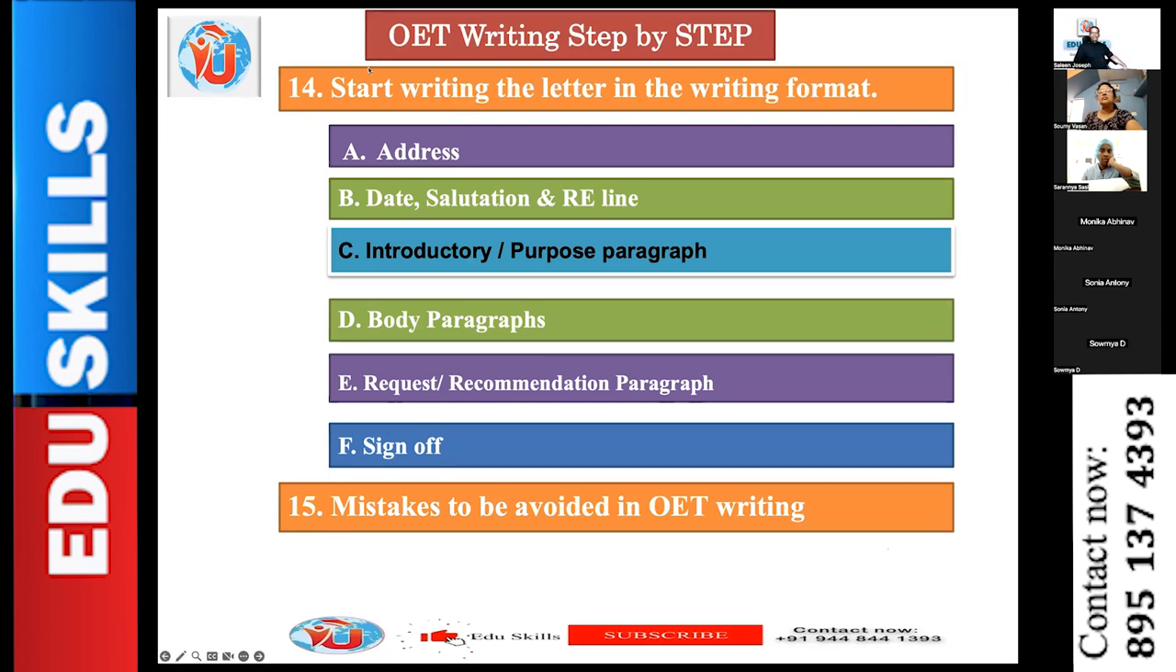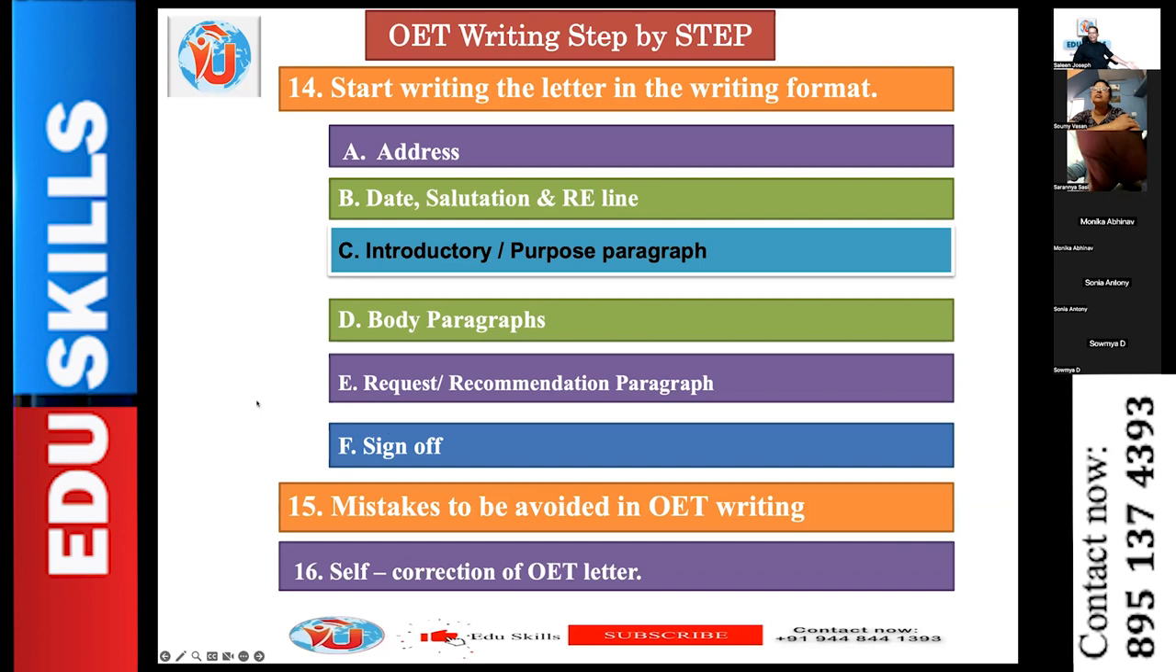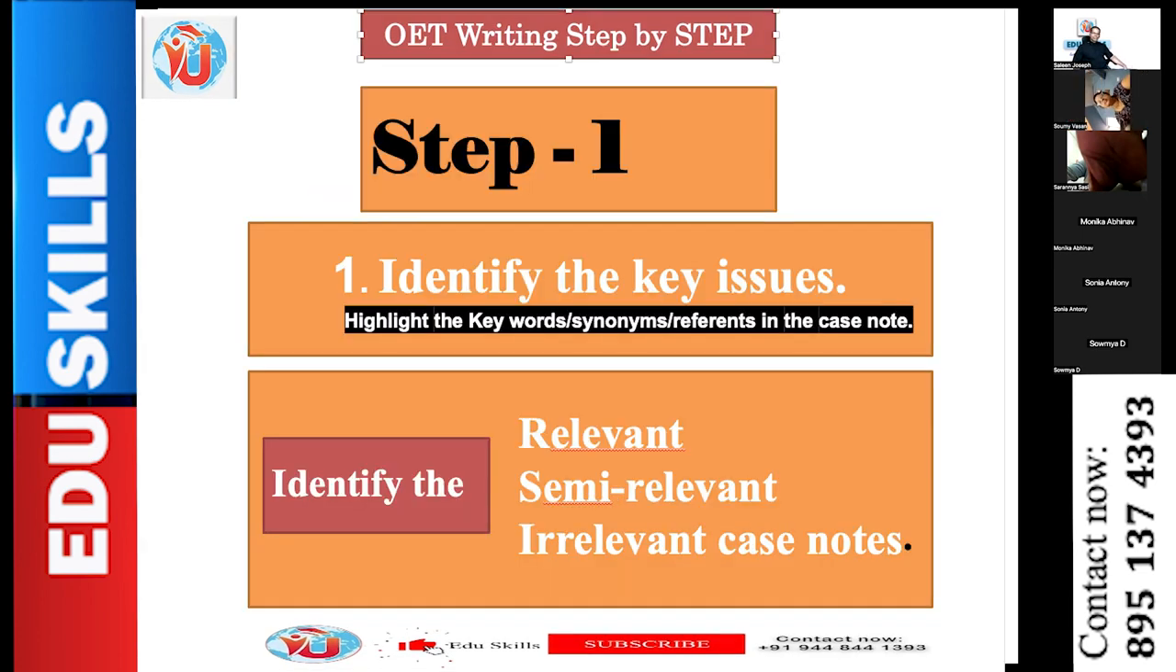Though there are only 15 numbers, there are 27 segments here. But we will be dealing with around 20 to 21 segments today, depending on the time available. If you need to grab a cup of tea or coffee or some snacks or a water bottle, please keep it with you. The sixth one is self-correction of the OET letter. We will be telling you how to correct your own letter without even the assistance of your teacher. Maybe you'll be able to do it with around 95% perfection, maybe much greater than most of the teachers in the field today. You'll be able to correct your letter by yourself.